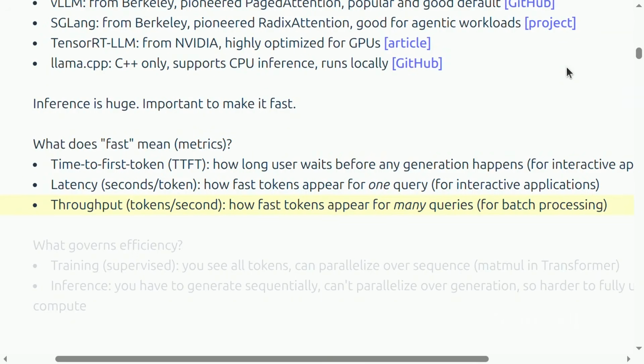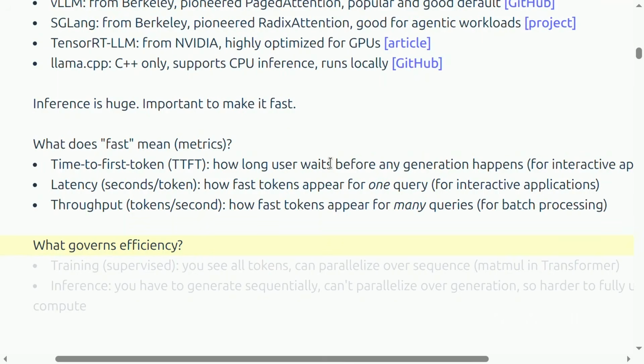And throughput is useful if you're doing a bunch of batch processing, right? You have a petabyte of data and you want to process it with a language model. You just want that job to get done. It doesn't matter if one query is coming in sooner or later. Okay. So what determines the efficiency of inference by any of these metrics?